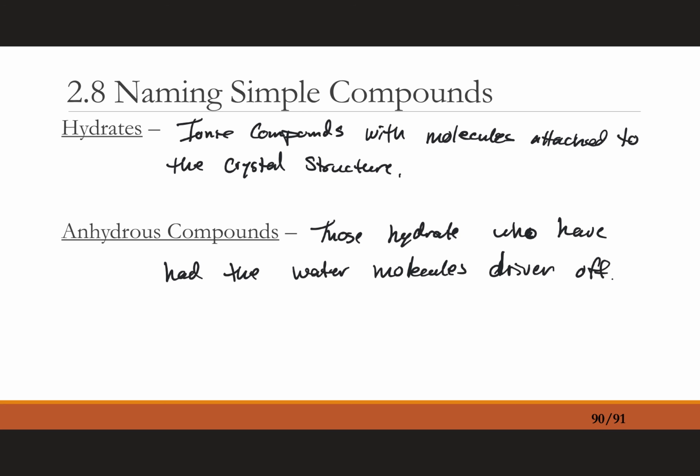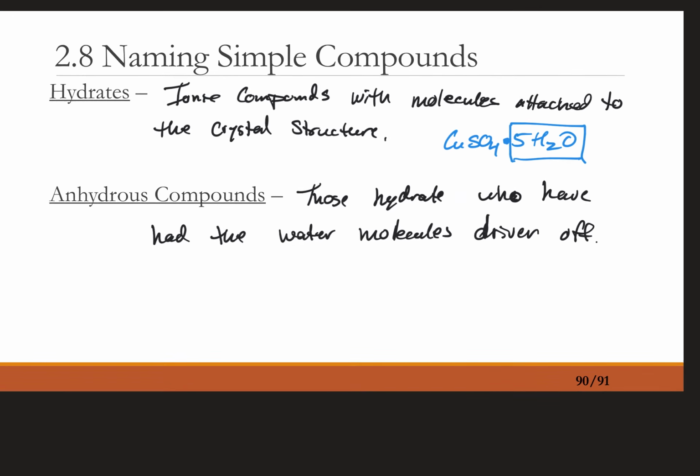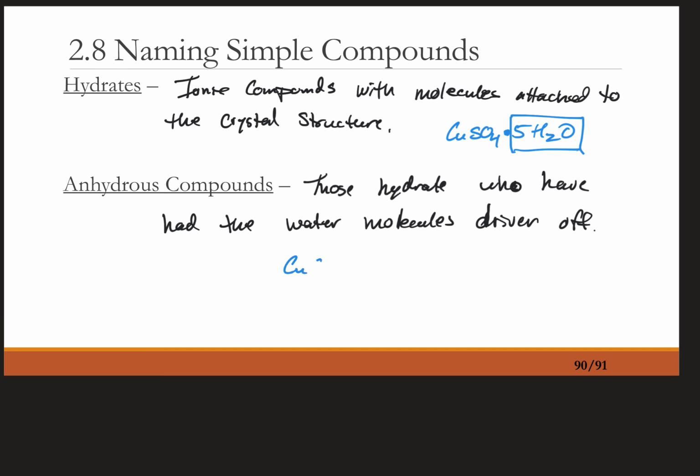So an example of a hydrate would be copper sulfate pentahydrate. We put this dot in the middle there to represent that what comes after it is not chemically bonded. But each formula unit of copper sulfate is going to have 5 molecules of water surrounding it in the solid crystal of copper sulfate. For anhydrous compounds, we drive that off and we just get copper sulfate, CuSO4.